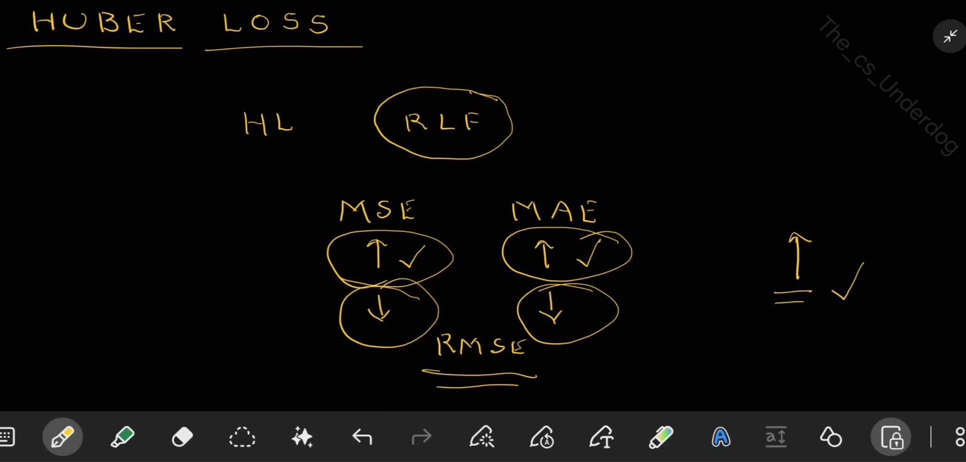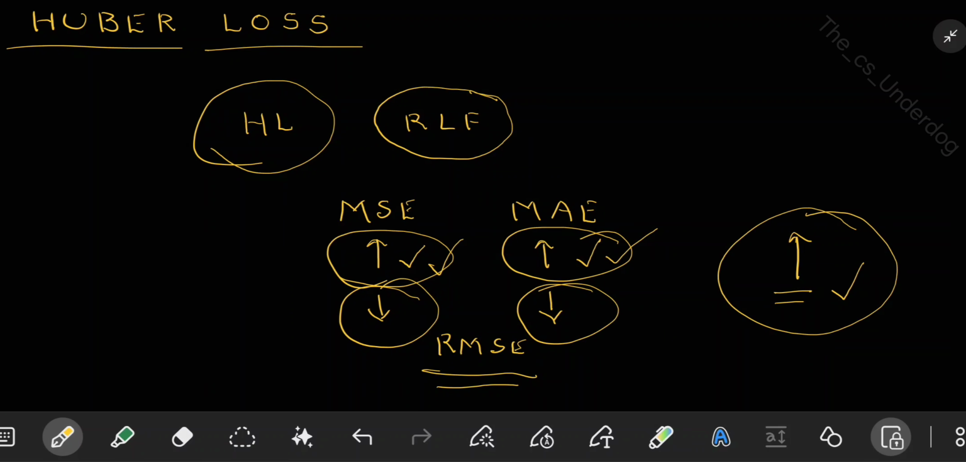This is not always a problem. In some cases, this may be a problem. In some cases, this may be a positive, because if you actually want to penalize larger errors heavily, that could be a positive. This time, we are going to come up with Huber loss, which is a different approach to combine the positives of MSE and MAE, and we'll try to take care of this particular problem that RMSE had. Even after RMSE, we had a problem that it always penalized larger errors heavily. We are going to take care of that as well in case of Huber loss.